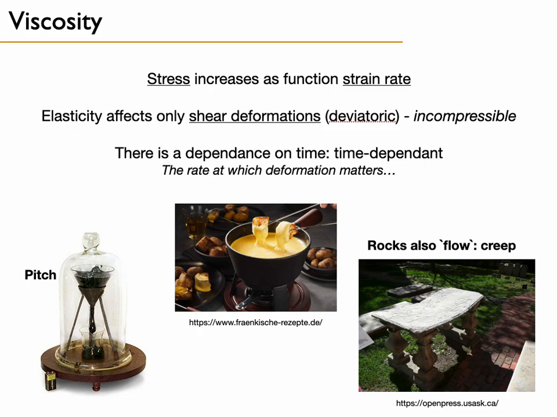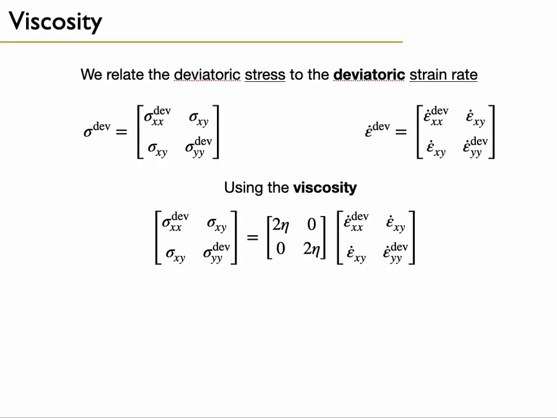So not only pitch and cheese fondue are viscous materials, but rocks can also flow or creep. That's a superb example from a slab of rock that has been under gravity for, I guess, several centuries. And you see that this plate is being deformed progressively with age. And this is an irreversible deformation. And it is not localized. So that's an example of flow or creep in rocks.